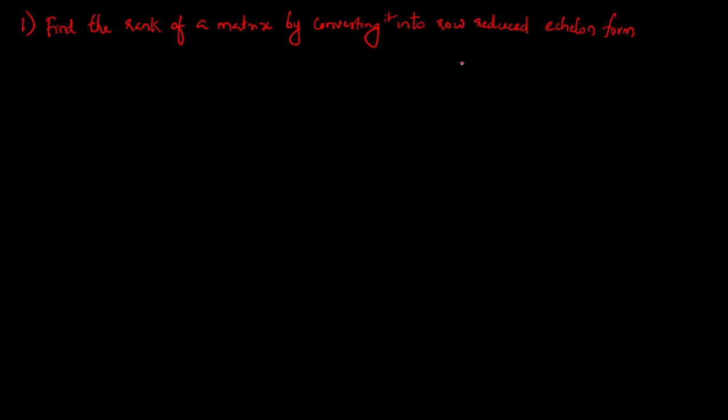Find the rank of a matrix by converting it into row reduced echelon form. The matrix is... our aim is to reduce this given matrix into an ideal form, which is a 3 by 4 identity matrix.